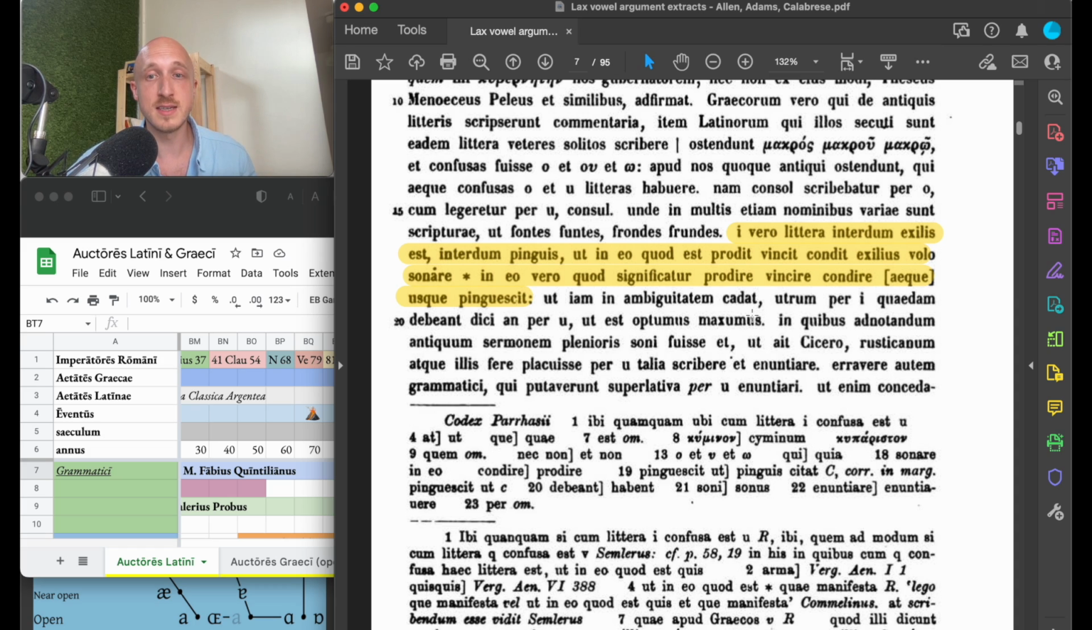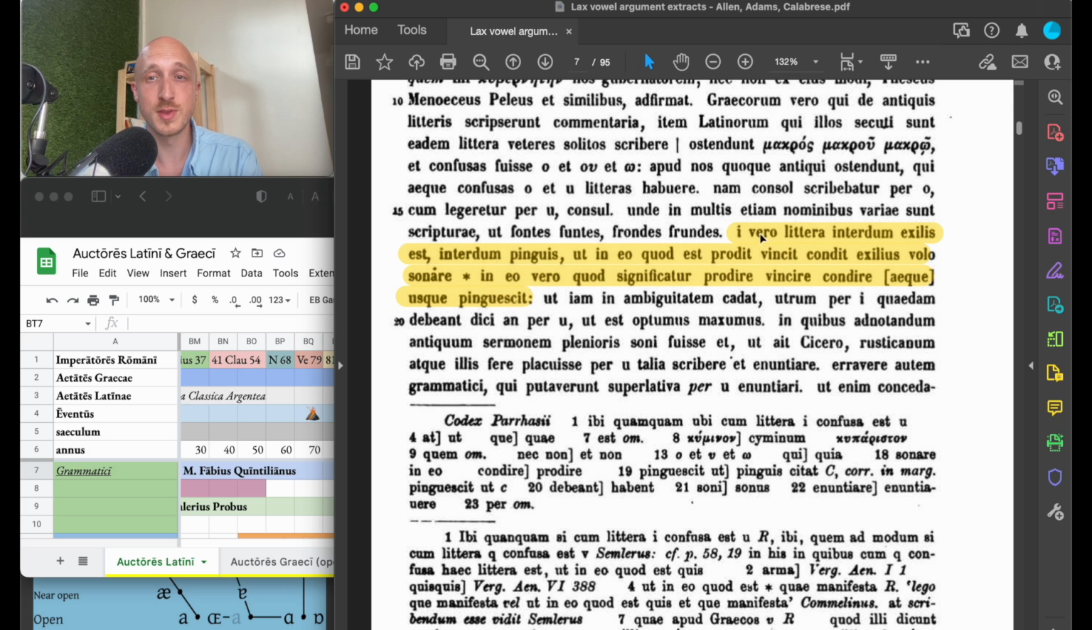In any case, he is saying that the verb endings, this is very interesting because we're going to see this in a moment in Adams. The verb endings for prodit, vincit, condit, they sound exilius, whereas prodire, vincire, condire, they pinguescunt, that they become fat. Well, here it sounds pretty clear that at least Velius Longus is using these terms of pinguis to mean at least length related, and that exilis is clearly associated with these short vowels.